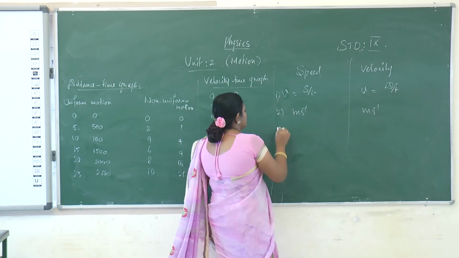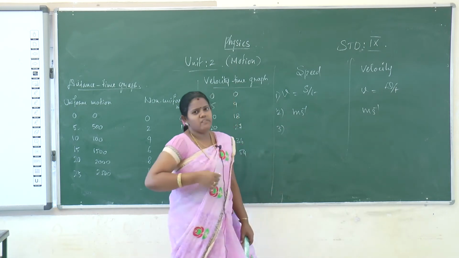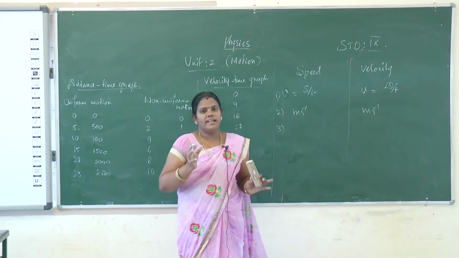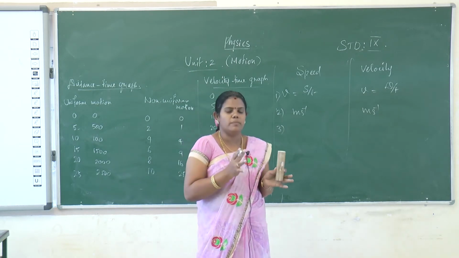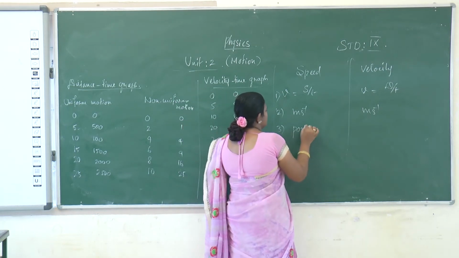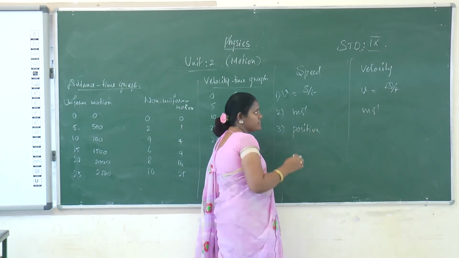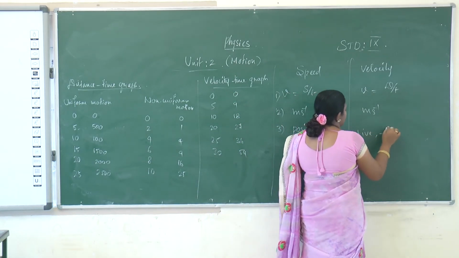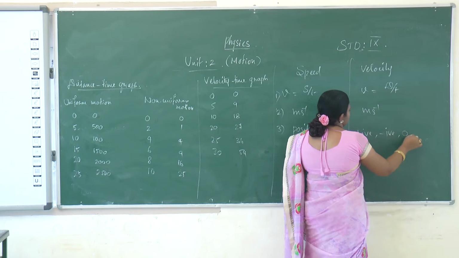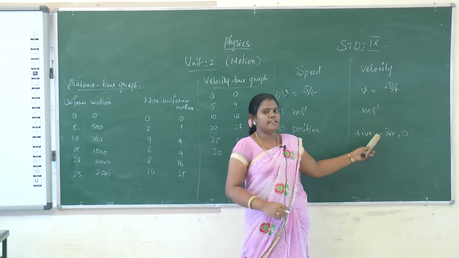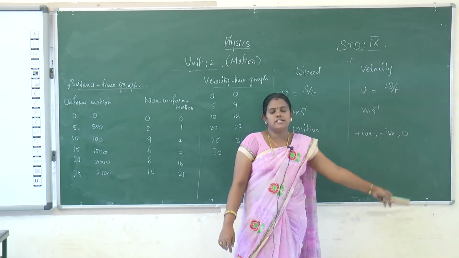And third one, speed and velocity. Speed always has a positive value. Speed is only moving in one direction, so the answer is positive. Speed just mentions the positive value only. But velocity can be positive, negative, and 0. When will the velocity be positive, when negative, when 0?